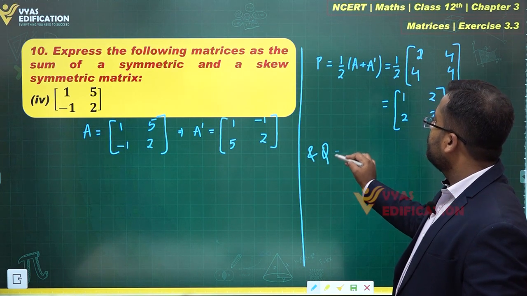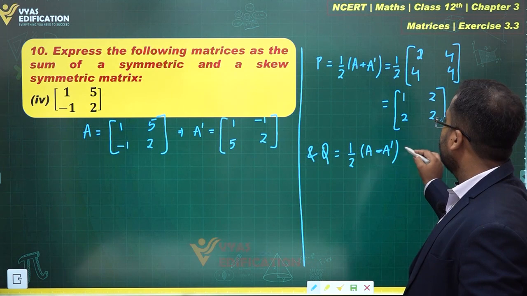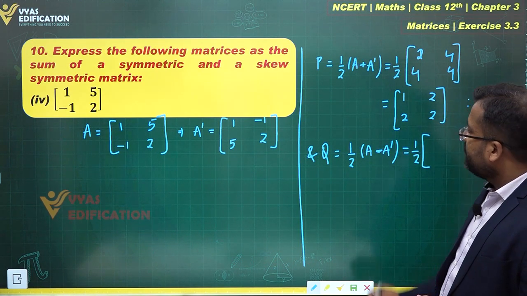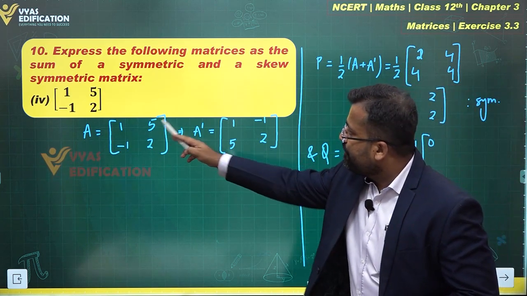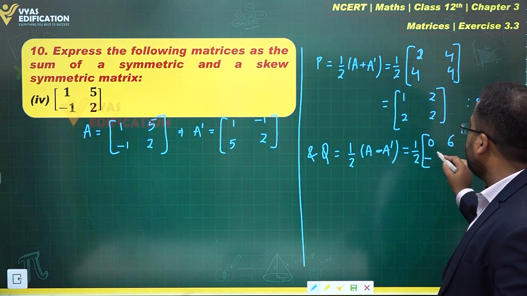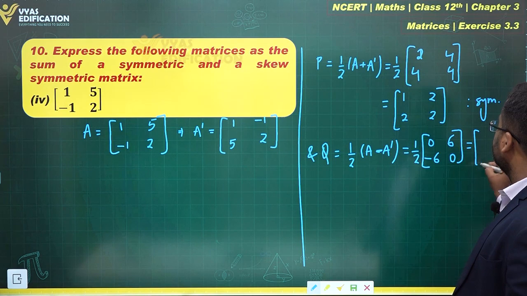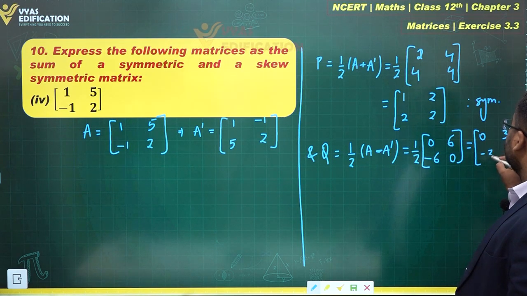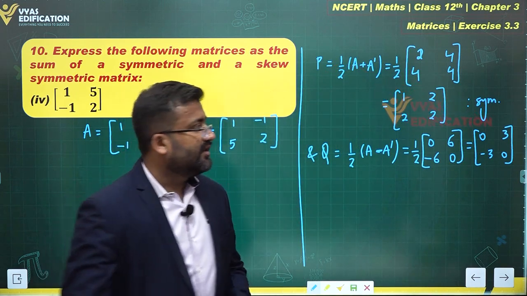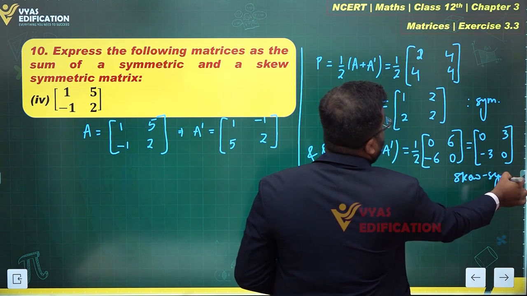And Q is equal to half of A minus A transpose. What is that? Half of, let's take the difference. The first element 1 minus 1 will be 0. The second element 5 minus of minus 1 would be 6. The third element minus 1 minus 5 would be minus 6. And 2 minus 2 would be 0. Over here, what does that become? This is 0, 3, minus 3, 0. Can you observe that this is a skew symmetric matrix?